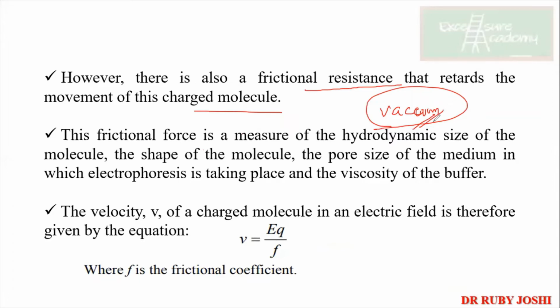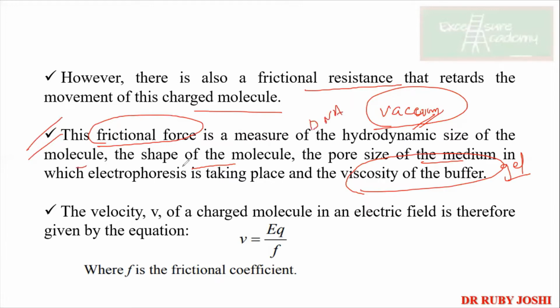Now, this frictional force is a measure of the hydrodynamic size of the molecule. It depends on the shape of the molecule, the pore size of the medium, and of course the viscosity of the buffer. Pore size, here we are talking about the gel, in which the electrophoresis is taking place. So what are the reasons? The hydrodynamic size of the molecule, here the DNA. Shape of the molecule, that is DNA. Pore size of the medium, that is your agarose gel. And then the viscosity of the buffer. So these are the 4 reasons because of which the frictional force comes into existence.